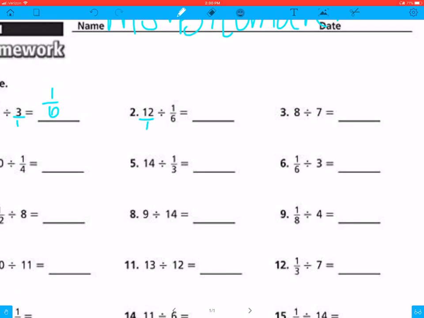12 over 1. Because this is a whole number, I treat it as 12 over 1. I multiply by the reciprocal of 1 over 6, which is 6 over 1. And that is equal to 72 over 1, which is equal to 72.